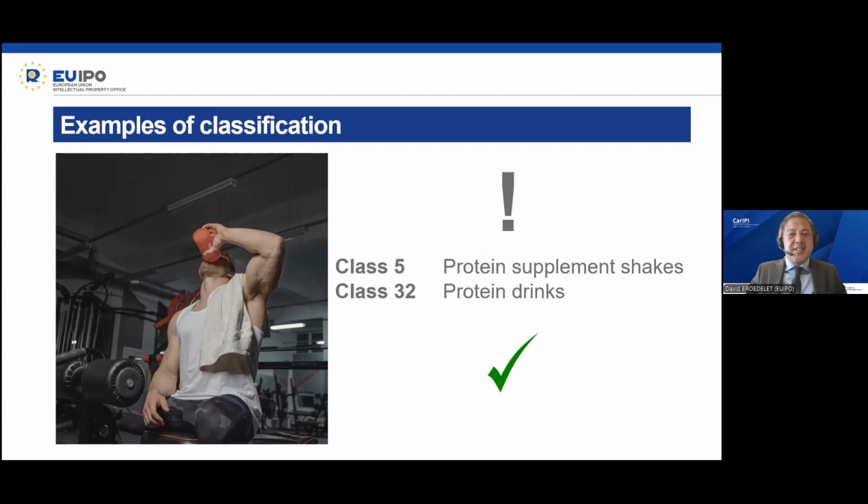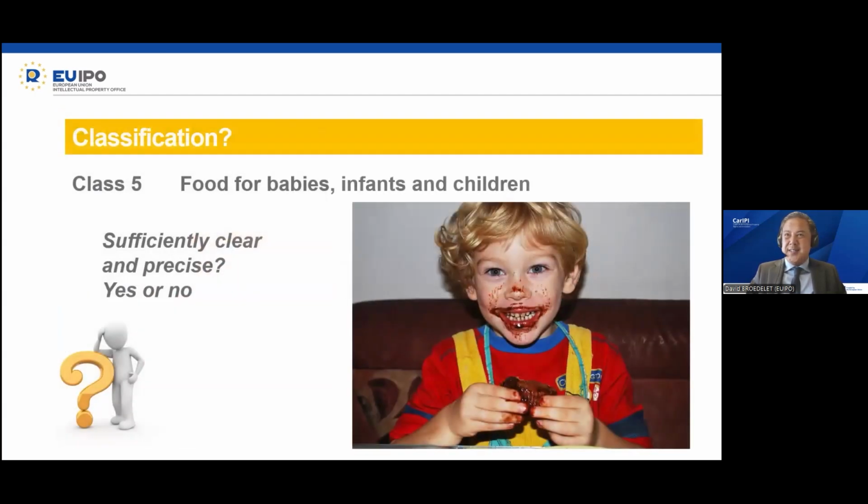Now, the next is again for you, the poll. As said, the question is the term in class 5, food for babies, infants, and children. Is this now sufficiently clear? Yes or no? The poll started, so please say what comes to your mind. I think no. I think everybody replied now. No, I see 33 of 33.